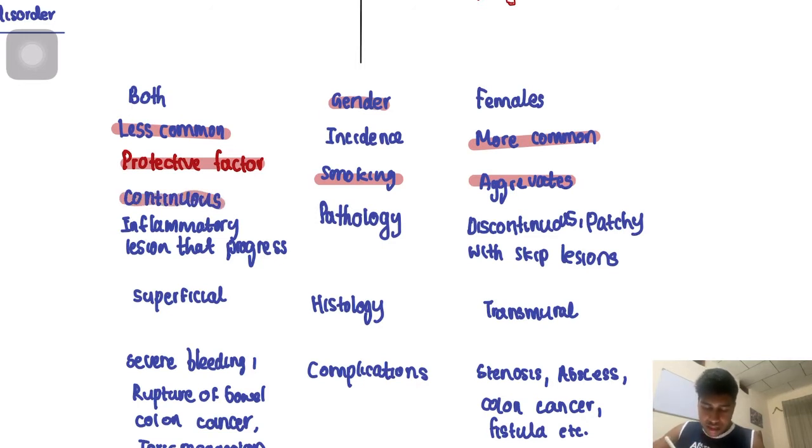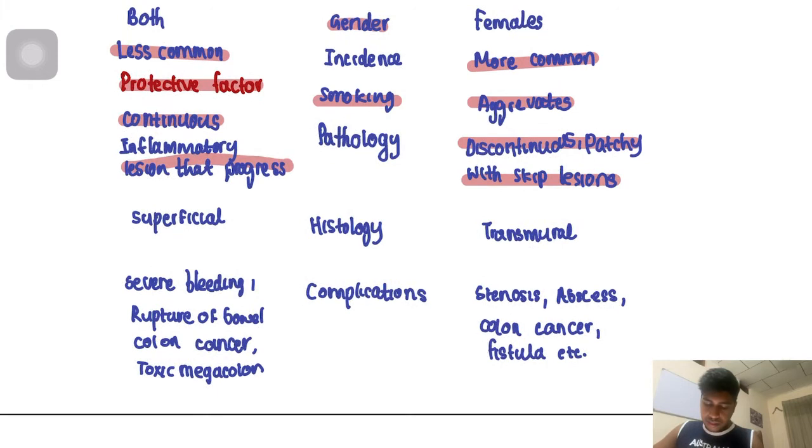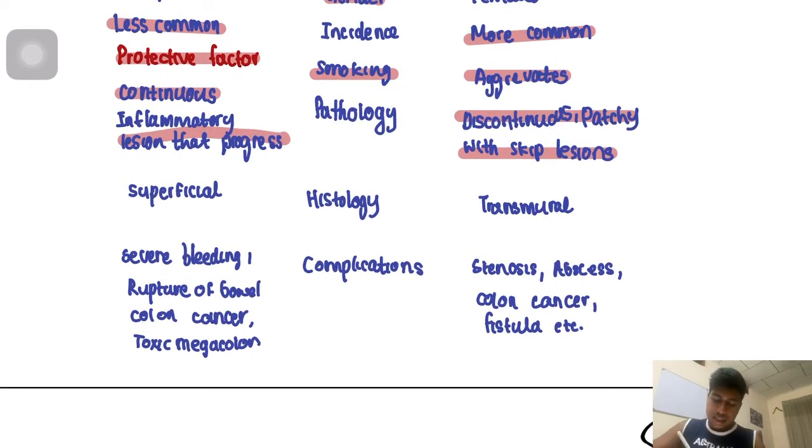It's a continuous inflammation that progresses. But for Crohn's disease, it's discontinuous, patchy with skip lesions. And the histology, this is a superficial inflammation, while this is a transmural inflammation.